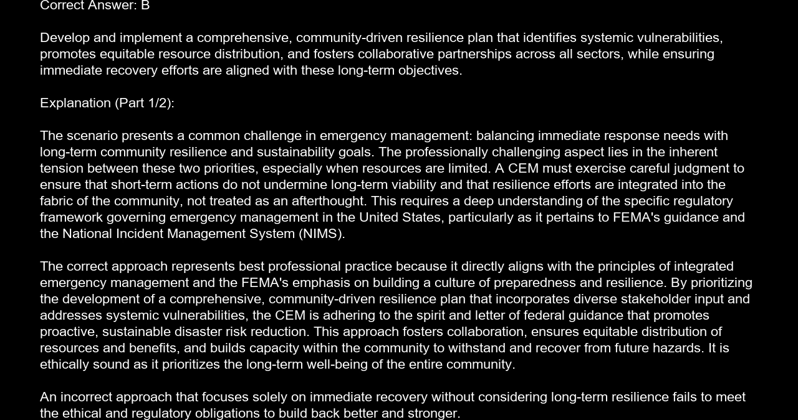By prioritizing the development of a comprehensive, community-driven resilience plan that incorporates diverse stakeholder input and addresses systemic vulnerabilities, the CEM is adhering to the spirit and letter of federal guidance that promotes proactive, sustainable disaster risk reduction. This approach fosters collaboration, ensures equitable distribution of resources and benefits, and builds capacity within the community to withstand and recover from future hazards. It is ethically sound as it prioritizes the long-term well-being of the entire community.